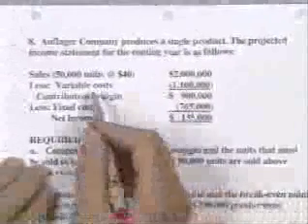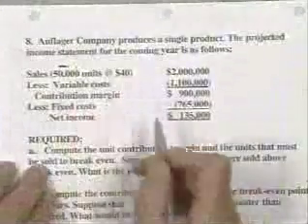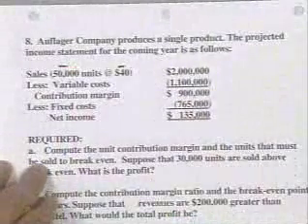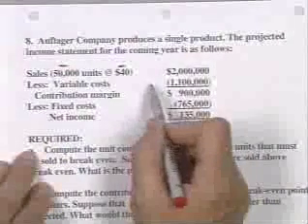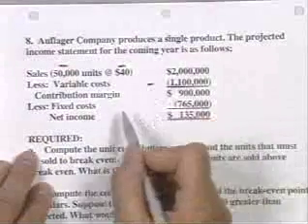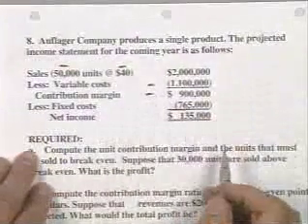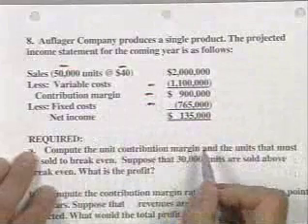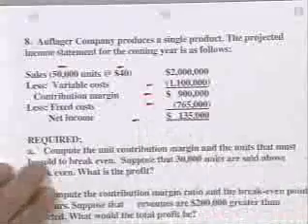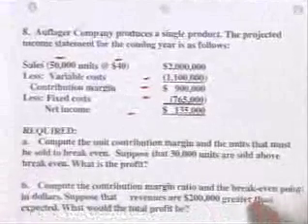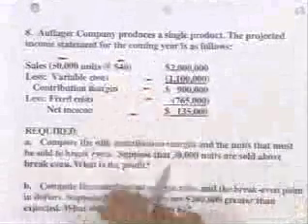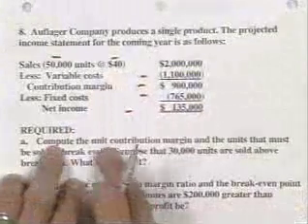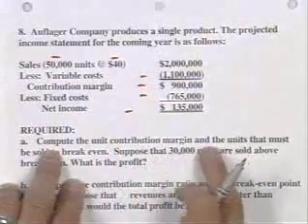Here's a company that has initial sales of 50,000 units at $40 for $2 million. Variable costs are $1.1 million. Contribution margin, $900,000. Fixed costs, $765,000. The current net income, $135,000. Now, based on that information, compute the unit contribution margin.